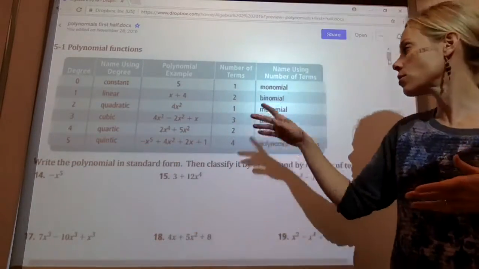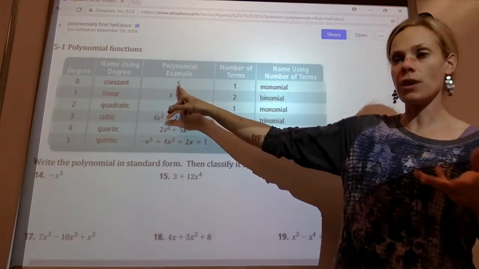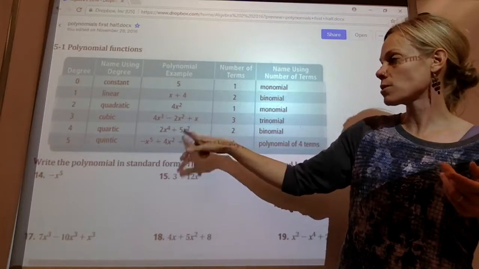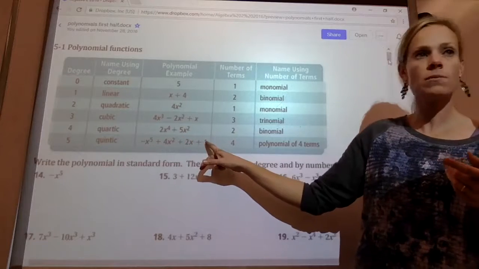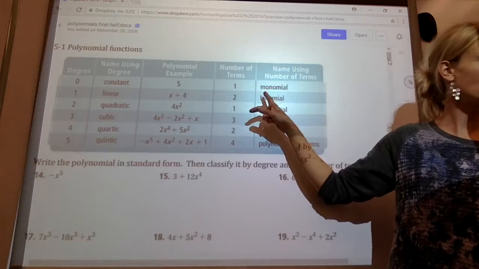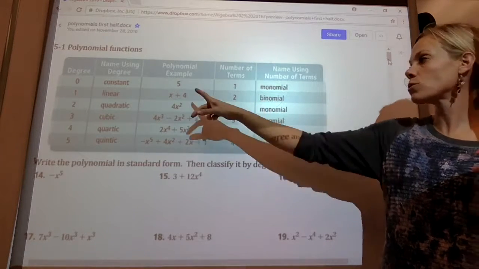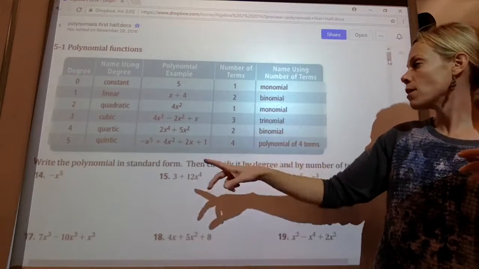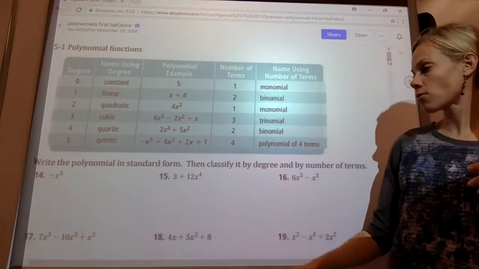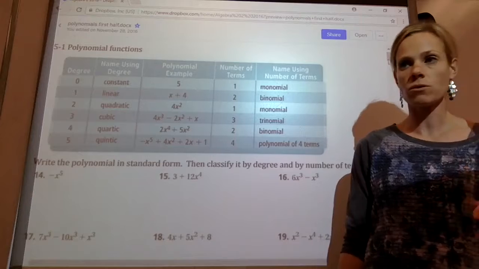And then the number of terms, that's how you name it. So see, this is one term. There's only one thing there. This is 2 terms. This would be 3 terms. This would be 4 terms. Okay? And we have names for those. Mono means 1. So 1 term is a monomial. Bi means 2, so if you have 2 terms, it's a binomial. 3 terms, like a tricycle, trinomial. And anything more than 3 is just numbered like 4 terms, 5 terms, 6 terms, and so on.